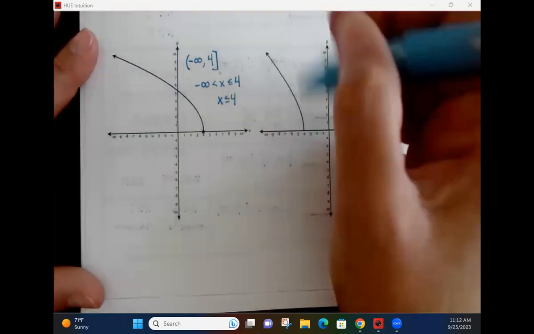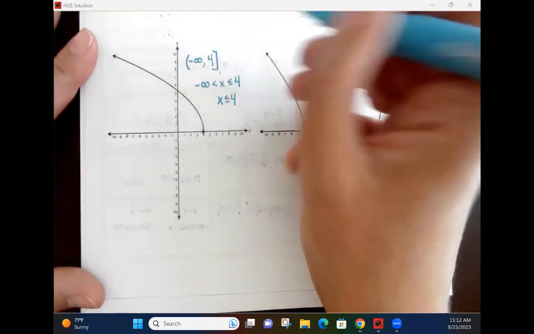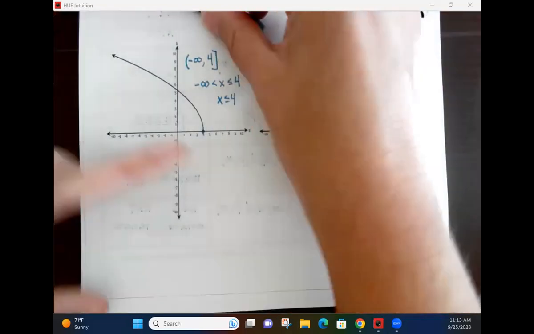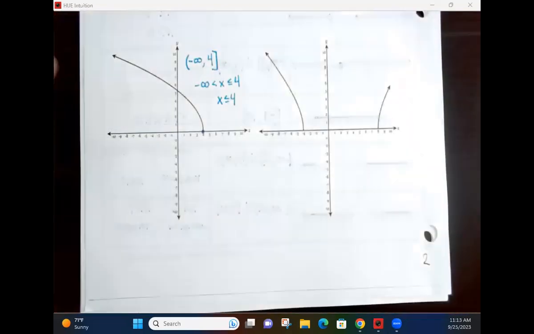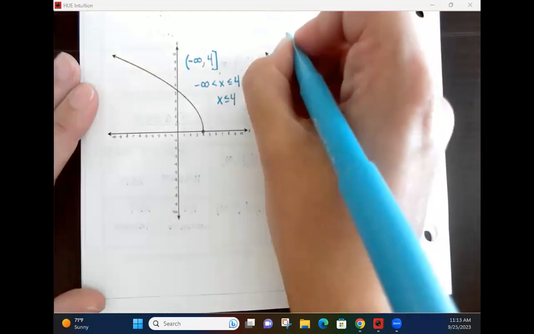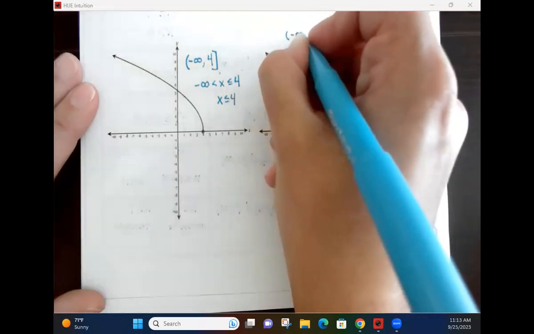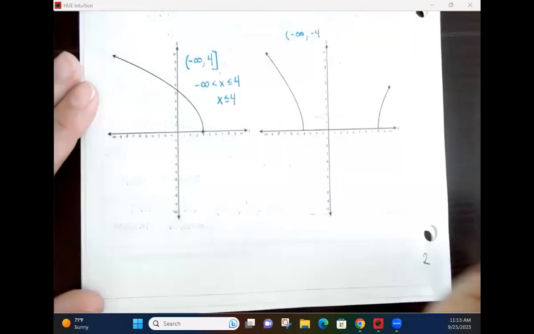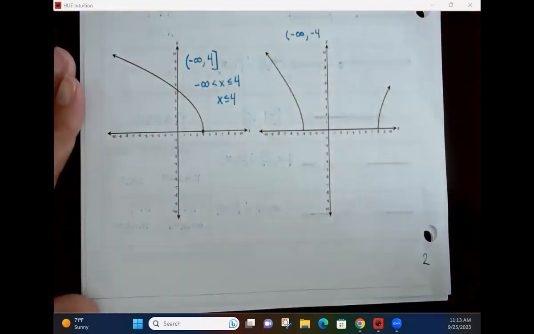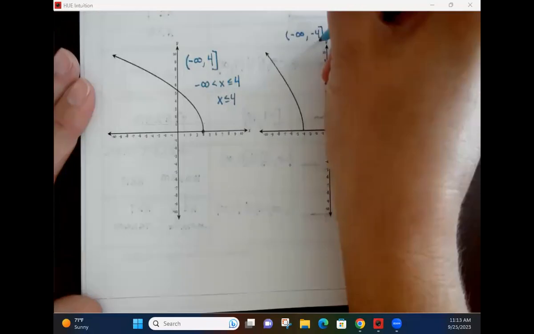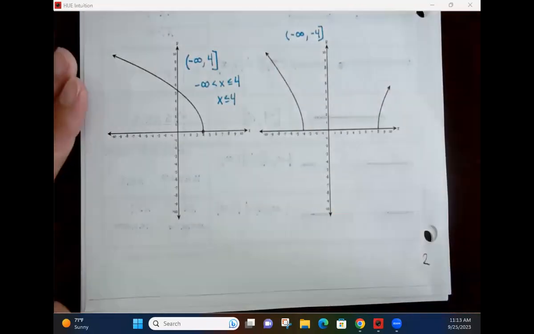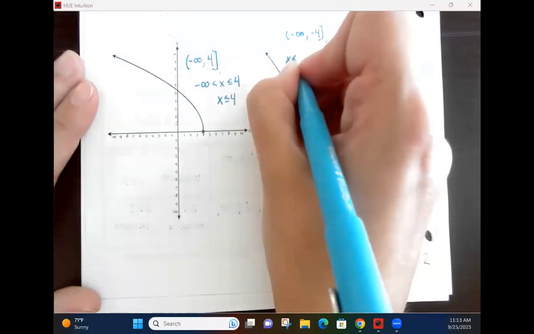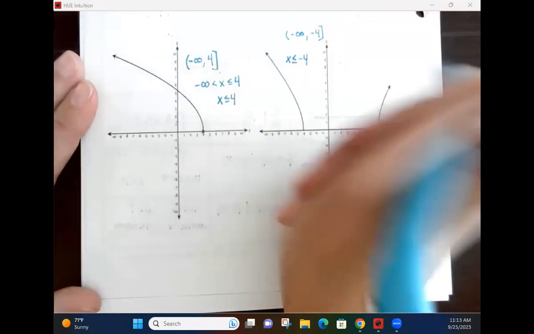For our first piece, since our arrow goes forever this way, that means we're going to keep taking x values that are farther and farther back to the left. So this would be negative infinity to negative 4. Parenthesis or bracket at negative 4? Bracket. It's not an open circle, it's a closed one. As an inequality, this would be x values less than or equal to negative 4.